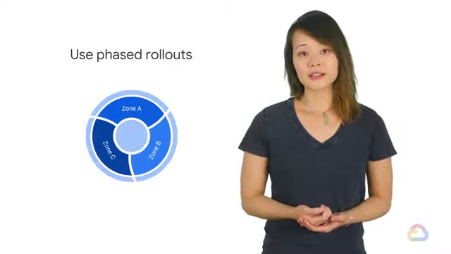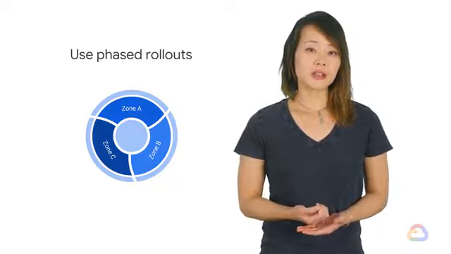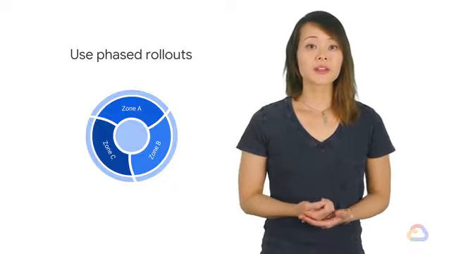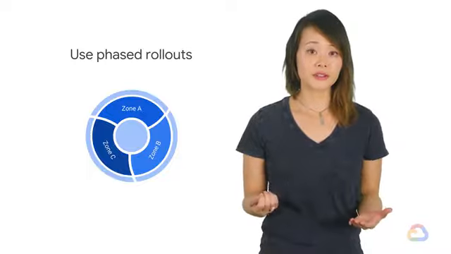By canarying changes and incrementing the percentage of affected regions, you release change into production gradually. This allows you to detect and respond to failures before your entire service has been impacted. These are just a few examples of increasing reliability through operational work. In the next video, we'll do a brief overview of the material you learned in this module.